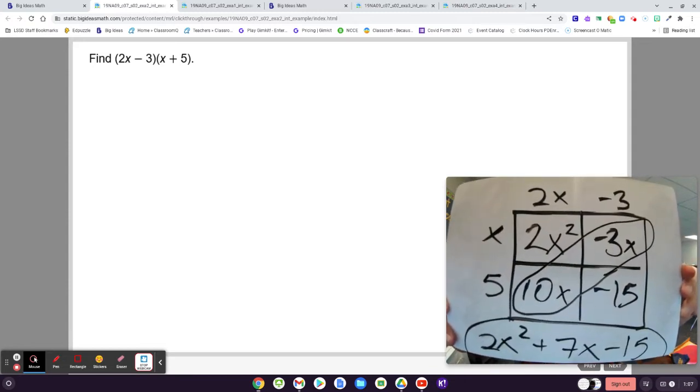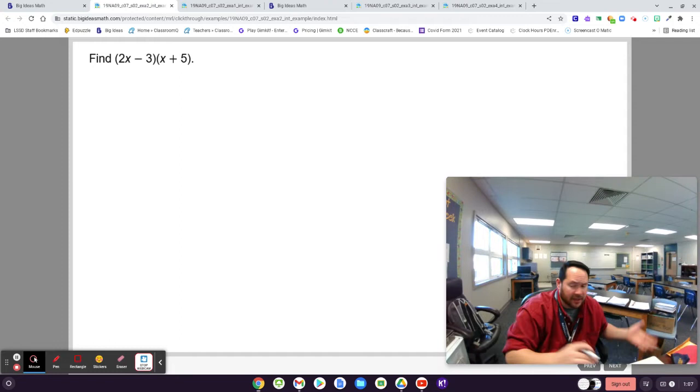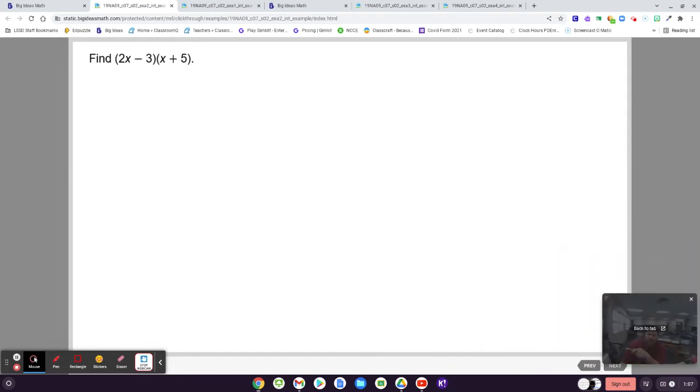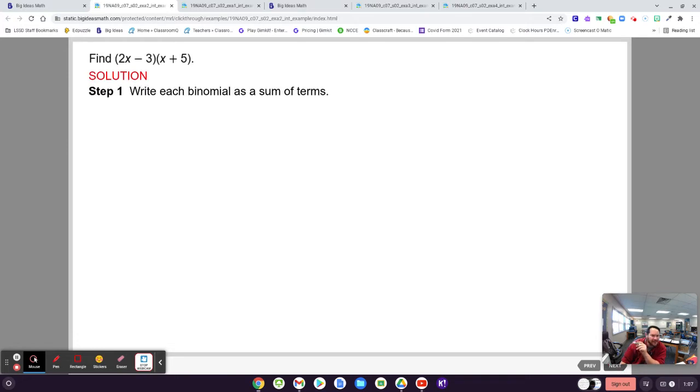All right, that's a great thing to add to your notes. Big Ideas is also going to go through it. They use a table, though. I'll make myself smaller. So here's the table version of that.